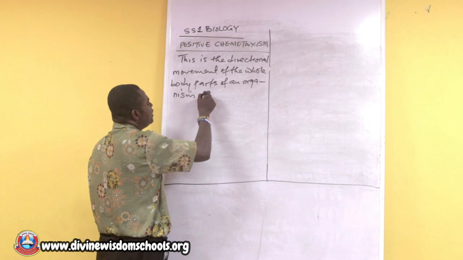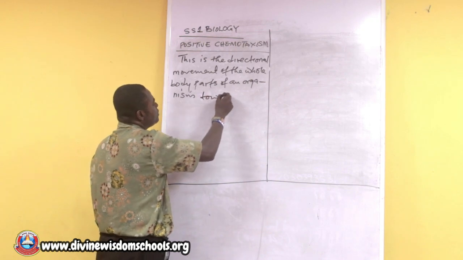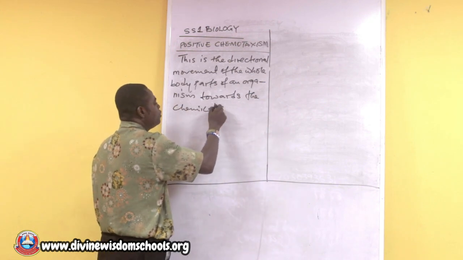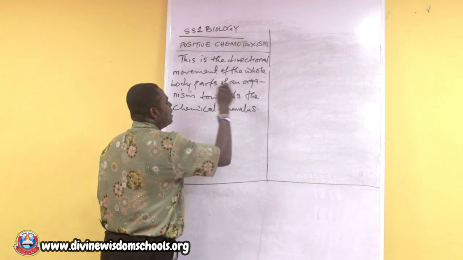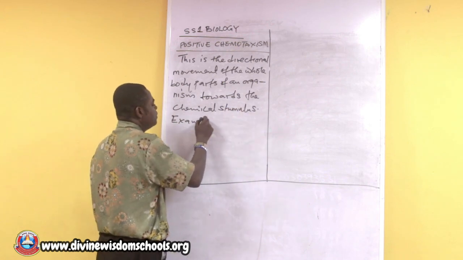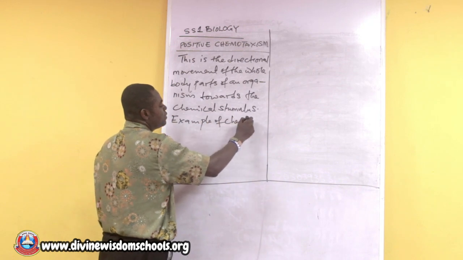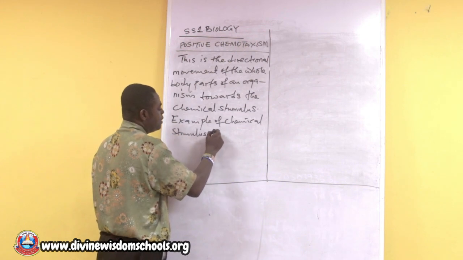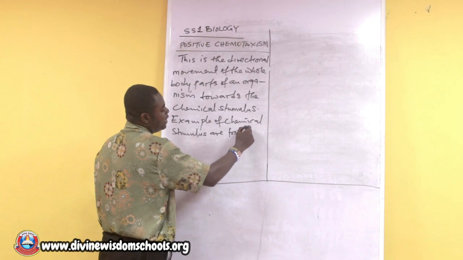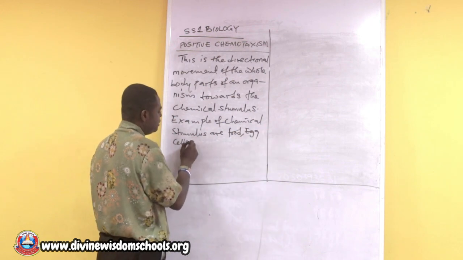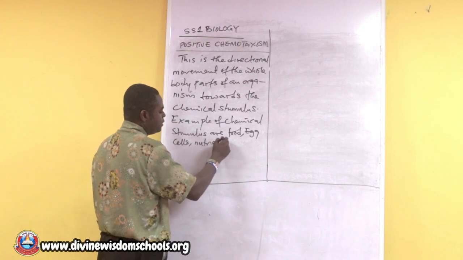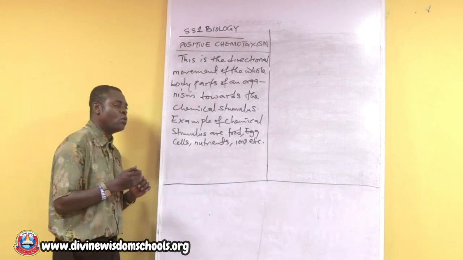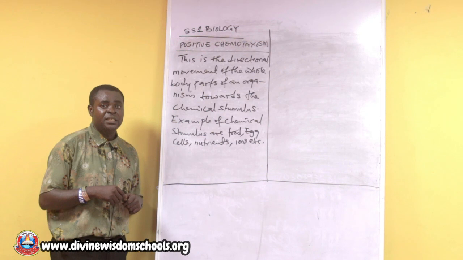Towards the chemical stimulus. And don't forget, examples of chemical stimulus are food, egg cells, nutrients, ions, etc.